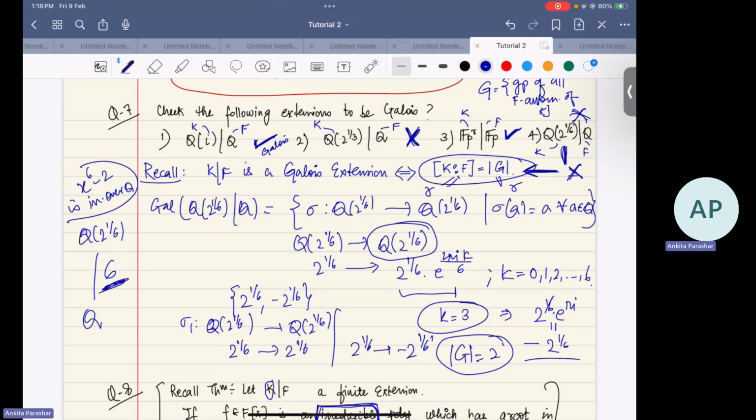What are the extensions, what are Galois extensions, what are their fixed fields, how to get the group of automorphisms that fix them. All those things I think are now more or less clear.